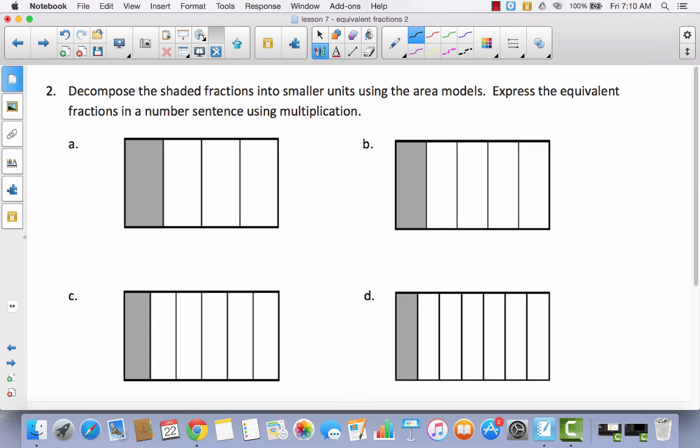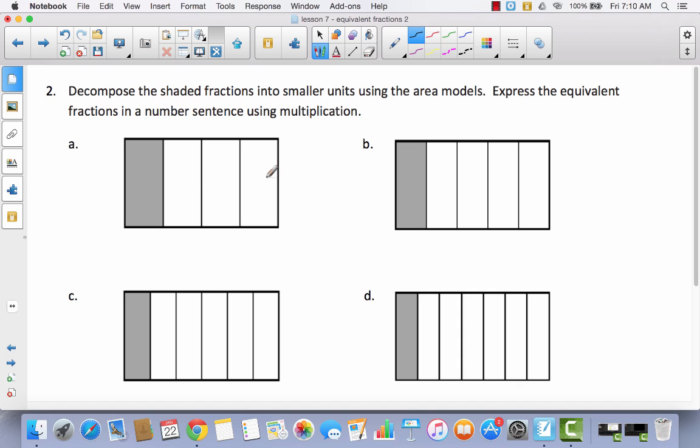All right, let's look at number 2. So this time we're going to do a little bit more by ourselves. We have to decompose it ourselves. So it says decompose the shaded fractions into smaller units using the area models. Express the equivalent fractions in a number sentence using multiplication. So I want you to go ahead and do A and B with me, because you could do it differently than I did, and then we wouldn't be sure that you understand.